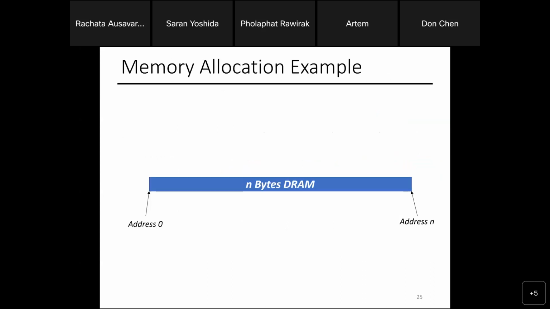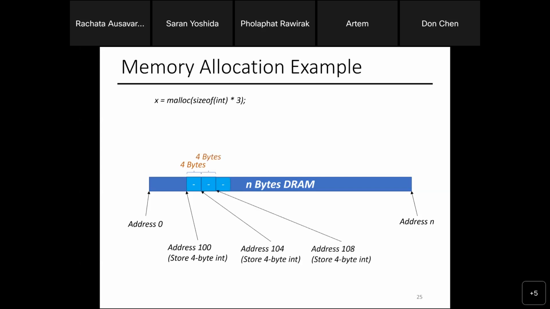This is a little bit more like an animation to show what happened. Let's say I do x equals malloc of sizeof int multiplied by 3. Again, malloc will go find an empty block. For example, let's say it's here, and the first address is 100. Because I do sizeof int multiplied by 3, it will find a space for 12 bytes. And because x is a pointer to an integer, I can then say star x equals 2.